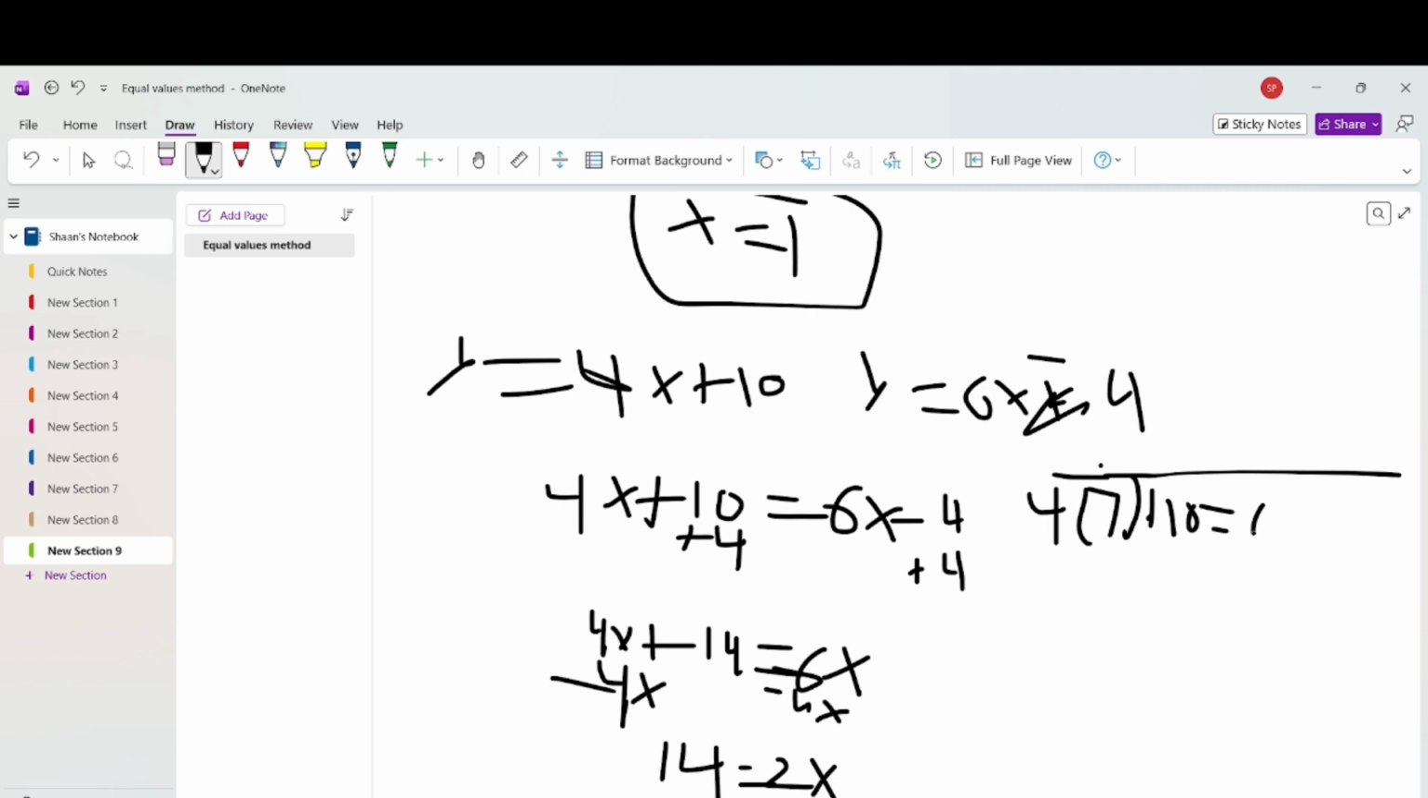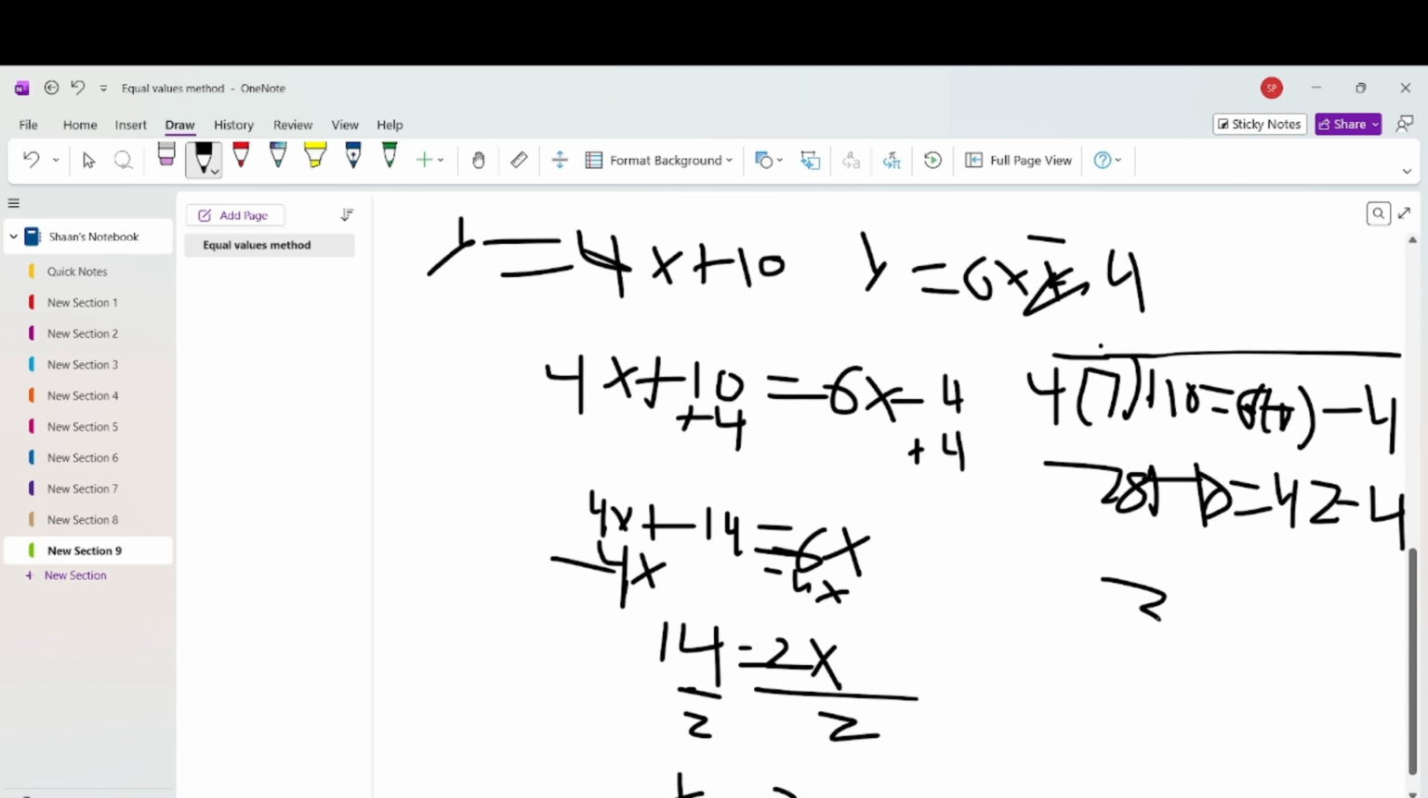So now if we put 7 back into the equation, we'll get 4 times 7 plus 10 is equal to 6 times 7 minus 4. So now we have 28 plus 10 equal to 42 minus 4. This is 38 equal to 38. So that means our solution x is equal to 7 is correct.